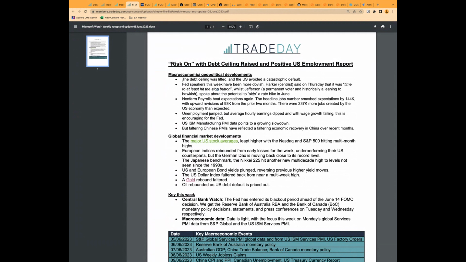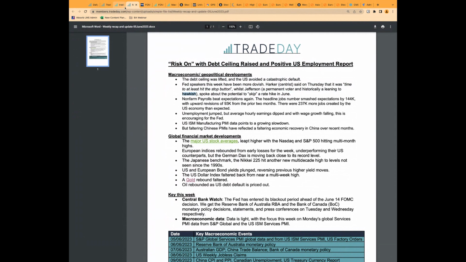So let's have a real quick look. We know about the debt ceiling in the rear view mirror now. The market took a relief from that, and we saw the market push higher through the middle of last week. Fed speakers last week, we had both Harker and Jefferson. Harker's a bit more in the center, Jefferson a little bit more of a hawk.